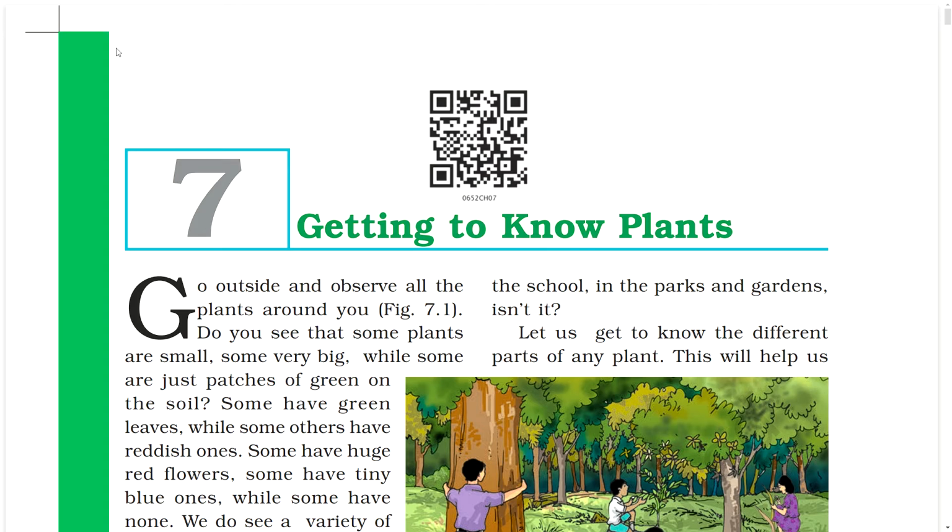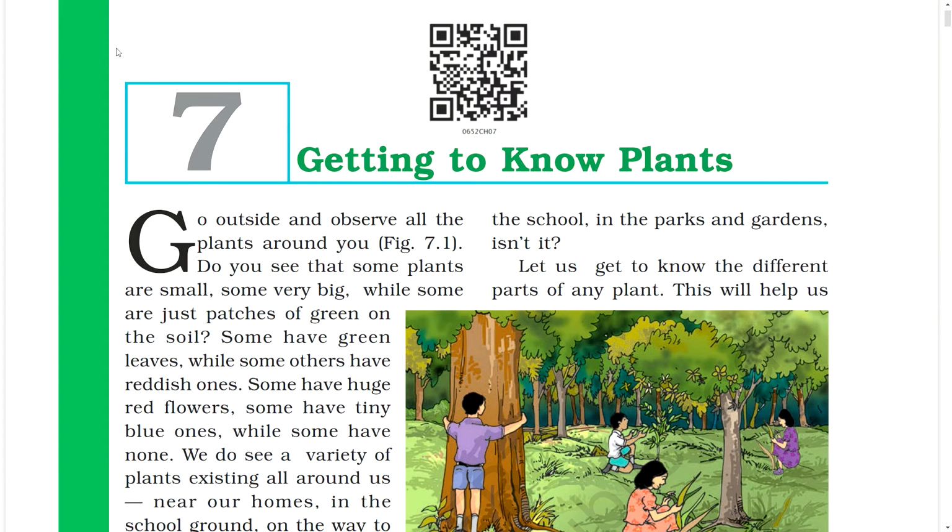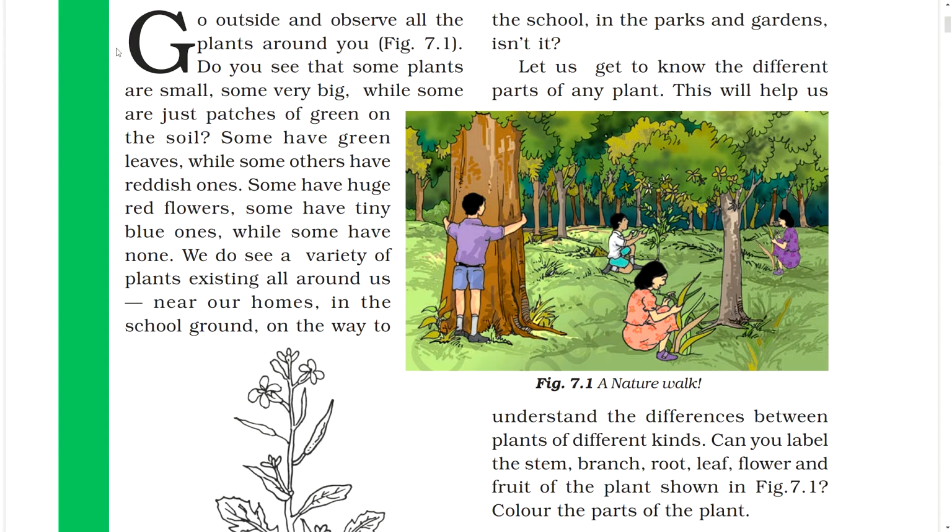Getting to know plants. Go outside and observe all the plants around you. Do you see that some plants are small, some very big, while some are just patches of green on the soil? Some have green leaves, while some others have reddish ones. Some have huge red flowers, some have tiny blue ones, while some have none. We do see a variety of plants existing all around us, near our homes, in the school ground, on the way to school, in the parks and grounds, is it not?